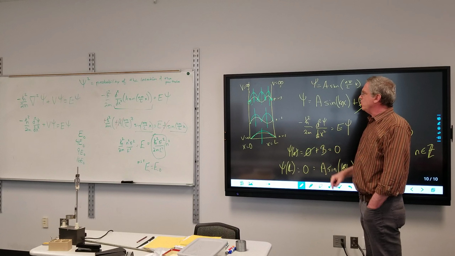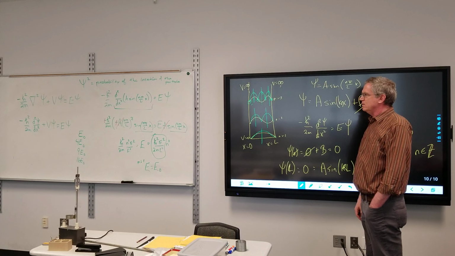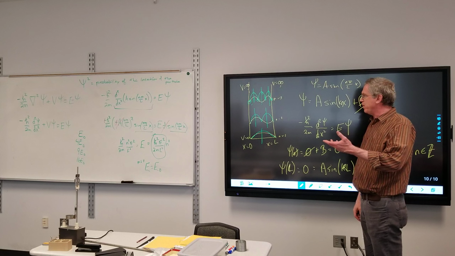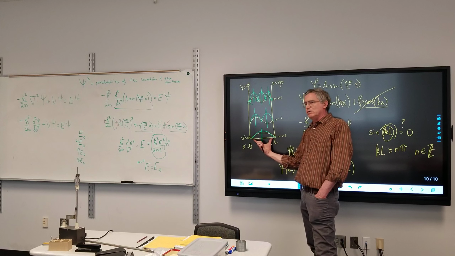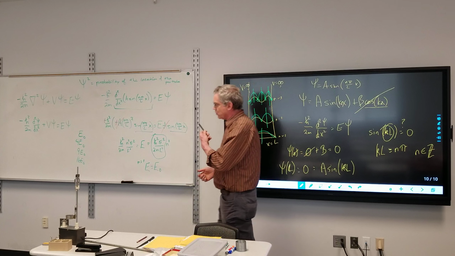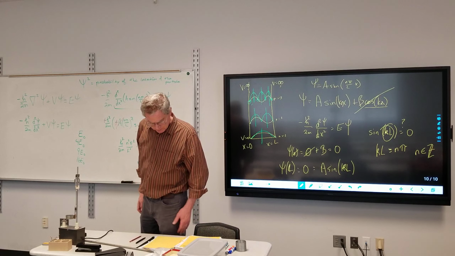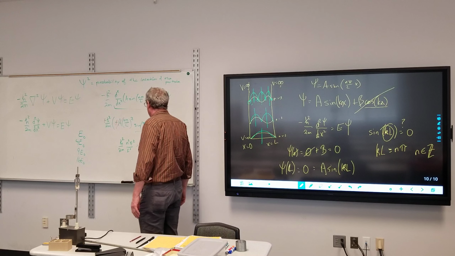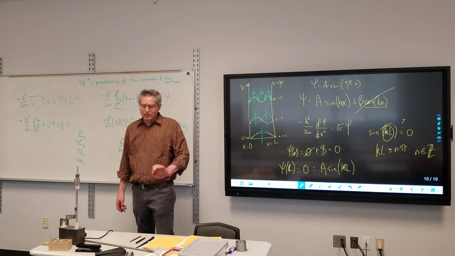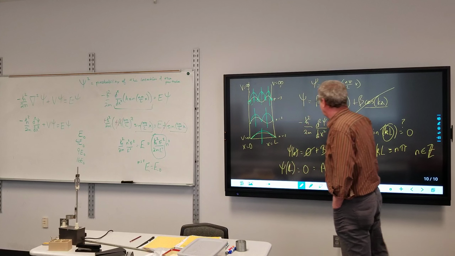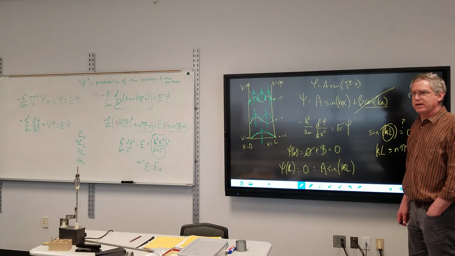So if I actually want to figure out what A is, well, I know squaring it gives me a probability, and I know the probability that the particle is somewhere in here is 1. I'm basically going to square psi and integrate from 0 to L. And it's all going to work out beautifully. There won't be a single error. So questions before we actually do a little bit of calculus here?